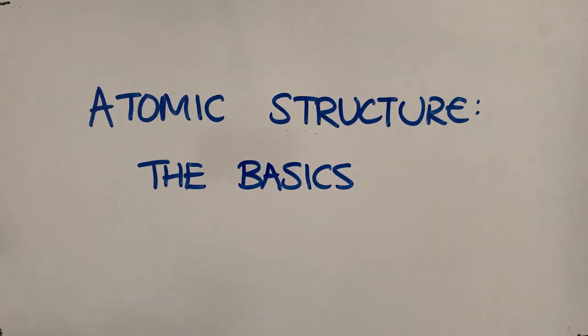We're going to have a look at the basics behind the atomic structure. Now, this is something that you would have done back at GCSE, so hopefully this should just be a refresher for you. An atom is made up of subatomic particles. There are three types of subatomic particles.